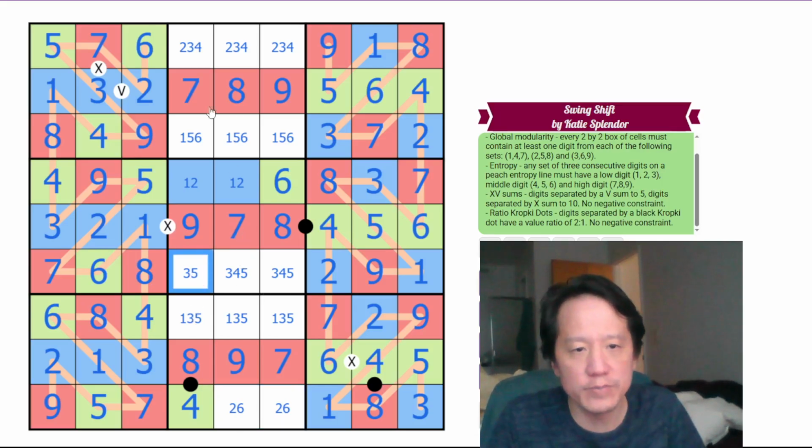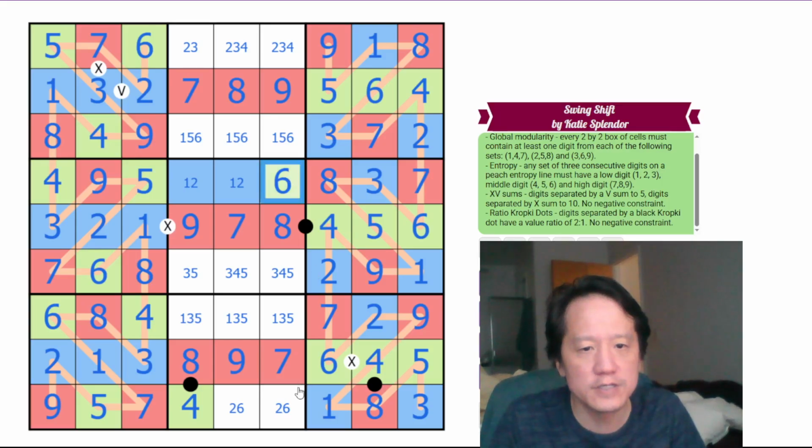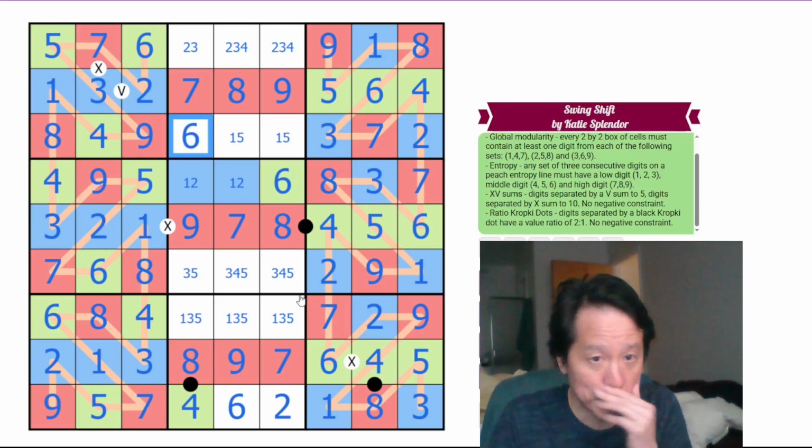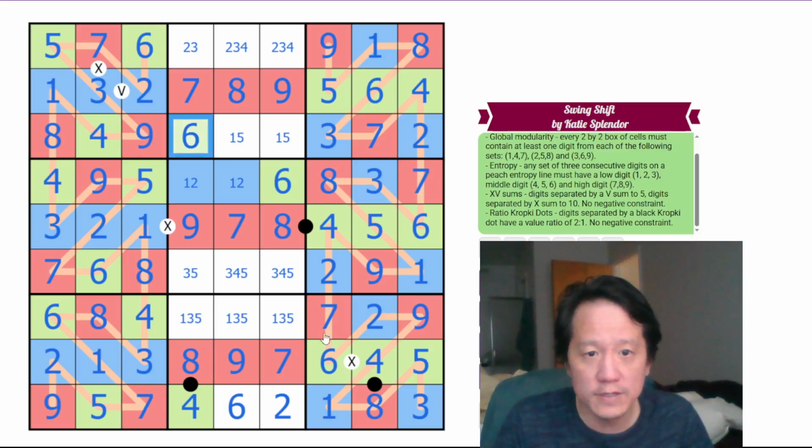4 obviously can't be here. 4 can't be here. This 6 eliminates 6 here. So this is 2, which makes this 6. 6 can't be either of these, so this must be a 6 here. This is medium. This is low. We have a medium here.